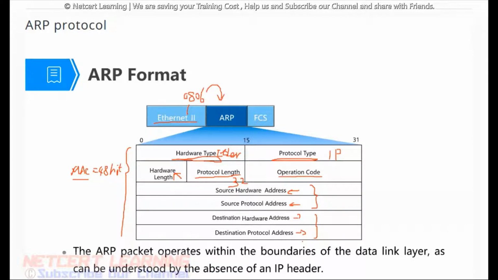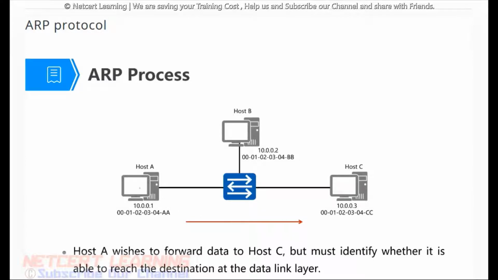Then when host A wants to send a packet to host C, for example, in this network, of course there are many other hosts, host B, host D, and others. Host A knows the source IP address and the source MAC address. Someone will tell it the destination IP address, but host A does not know the MAC address. Then the ARP protocol will send a request.